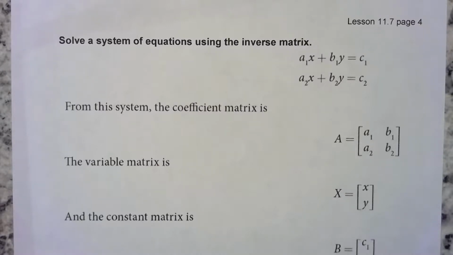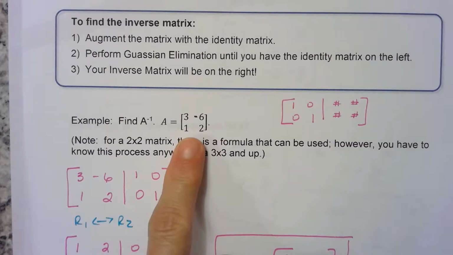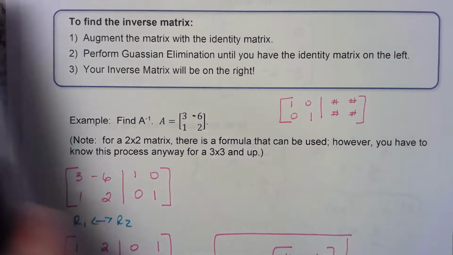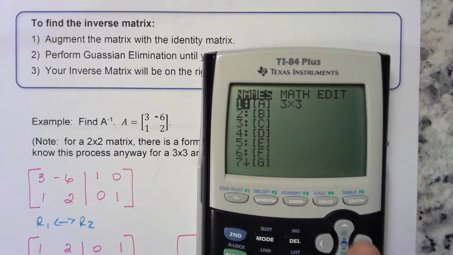Now before we solve a system using the inverse matrix, I actually want to go back to this page. Looking at this matrix that we were given and this typo that I had on here, I had a -6 there. What if that would have been a +6 and I said find the inverse matrix? Well, let's just find it on the calculator really fast.